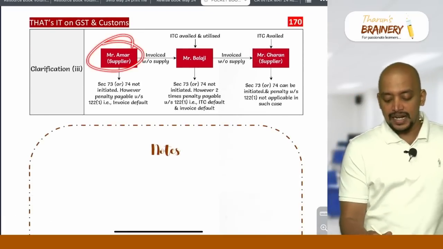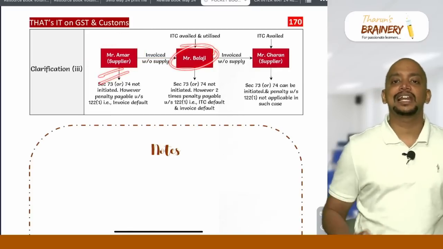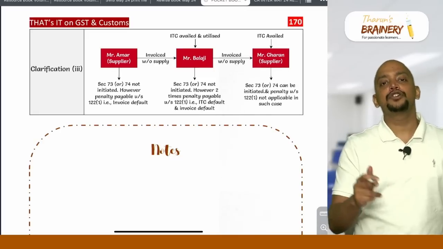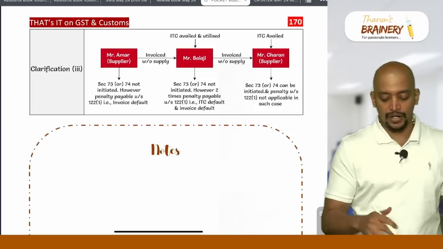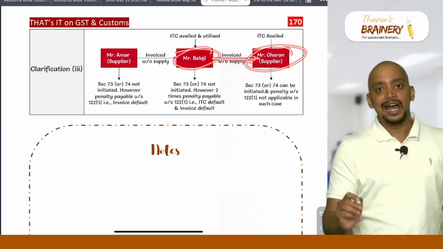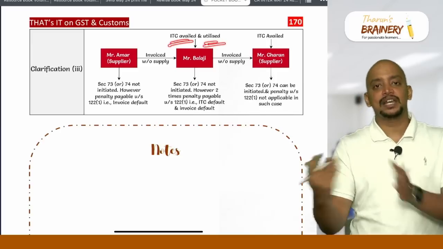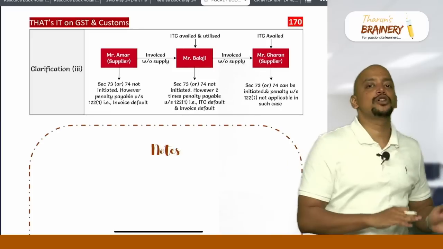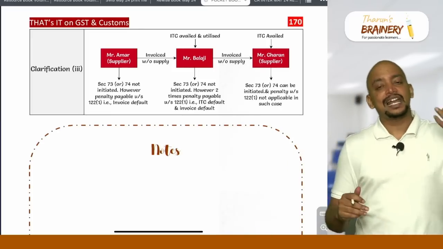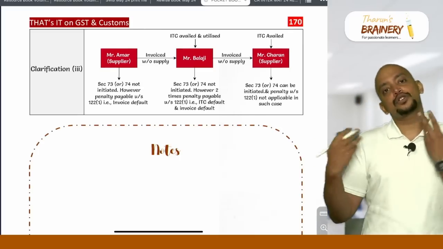Mr. Amar is raising invoice without supply to Mr. Balaji. First of all, Amar is not having any liability. Due to that reason, no recovery under 73-74, but penalty under 122 subsection 1, that is invoice default. Then what Mr. Balaji did, he also raised invoice to Mr. Charan and without making supply, means he got a fake ITC and he made a fake liability. Liability also not real, ITC also not real. So therefore, there is no recovery on Mr. Balaji because the liability what he has is not a real liability, and the ITC what he has taken is also not the correct ITC.